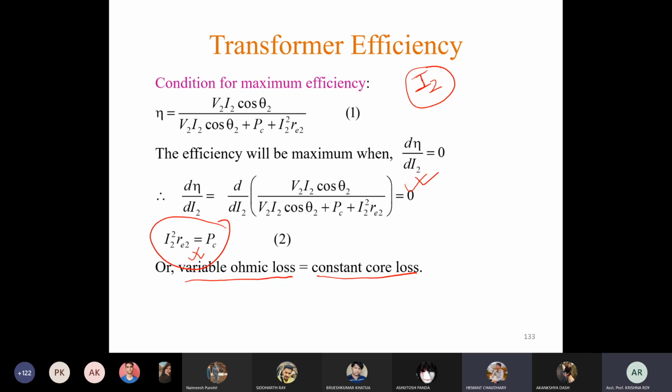No, this ohmic loss is variable because it depends on load current. If you change the load current, ohmic loss will vary. PCU, this is copper loss or ohmic loss, which is given by I2 square RE2. So this current I2 is variable. It depends on load. If I2 varies, then PCU will vary. But core loss, PC, is constant because the flux is constant. Got my point? Yes, sir.